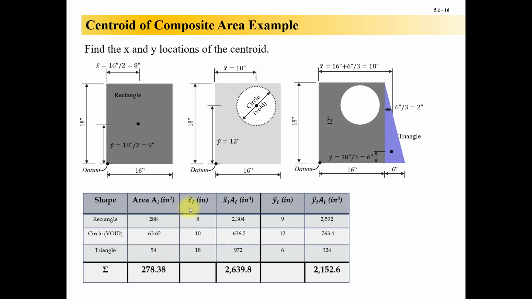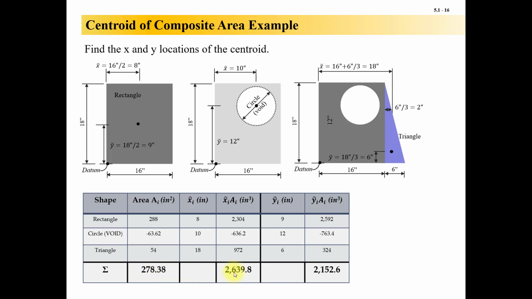All right. Then our x tildes, we talked about already. We have 8, 10, and 18. They're all positive because they're all to the right of the datum. And then I just multiply 288 by 8. I get 2,304, and I do the same thing for my others. And then I sum this whole column up, including the effects of that negative sign, and I get 2,639.8. I sum up my areas, and by the way, this is the actual area of our real shape because it's the summation of all the components that we use to construct it. And we get, again, accounting for negative signs, 278.38.